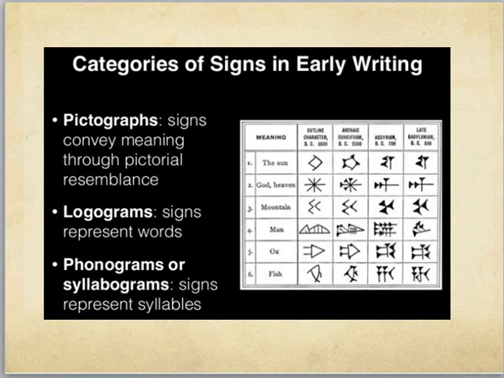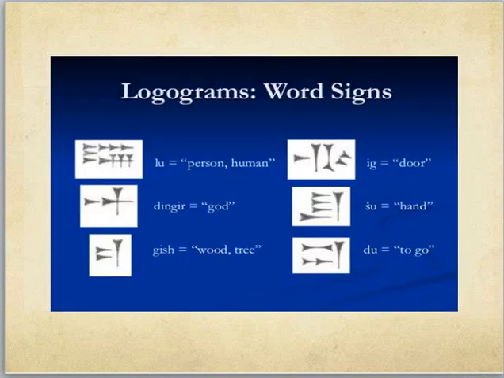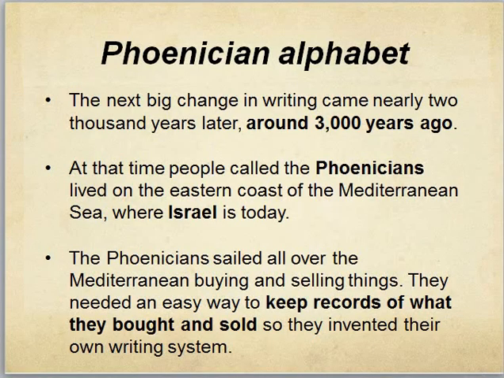Here are different categories of signs in early writing: pictographs, logograms, and phonograms. Pictograms show the different signs by pictures. Logograms are word signs that represent words, and phonograms show the different syllables by different sounds. Here are some pictographs. You can see over here these are the logograms, word signs, and these are the syllables used by Sumerians.